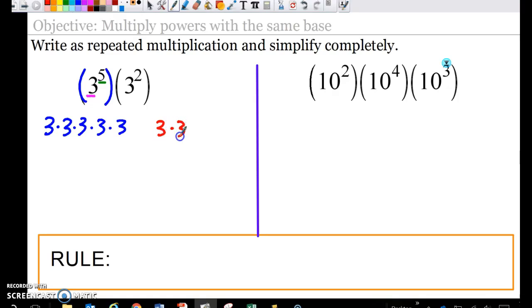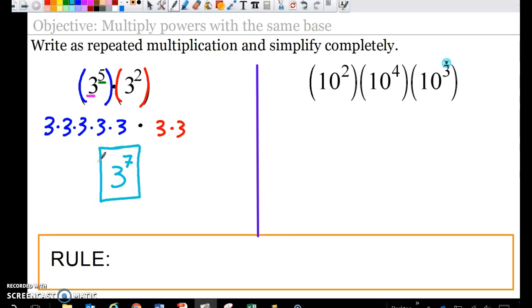3 times 3. And when I have two parentheses right next to each other like this, that implies that I am multiplying those. So I'm multiplying the red ones by the blue ones, like so. Now, how many 3's do we actually have right here? You can count. There are 7. So instead of writing these two separate powers, I will write one power. 3 to the 1, 2, 3, 4, 5, 6, 7th power. And that would be the simpler way to write this.